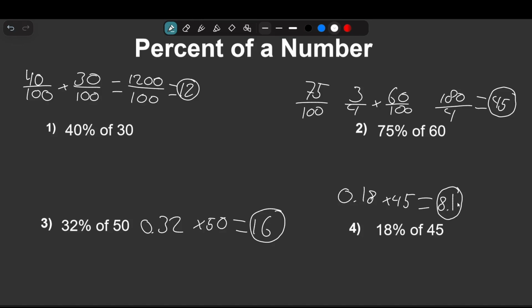And if you guys have to end up on a whole round number, we can also round this to 8. So 8.1 or 8 will be your final answer. I hope you guys understand both methods now on how to get the percent of a number.